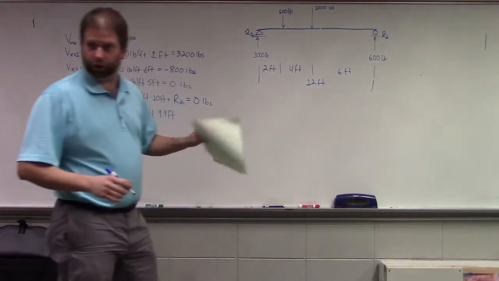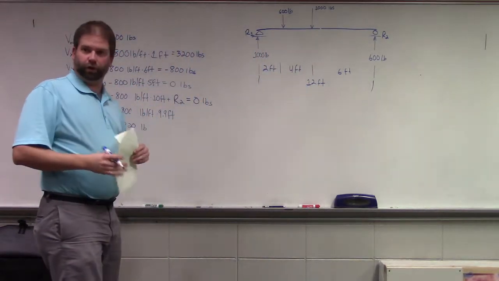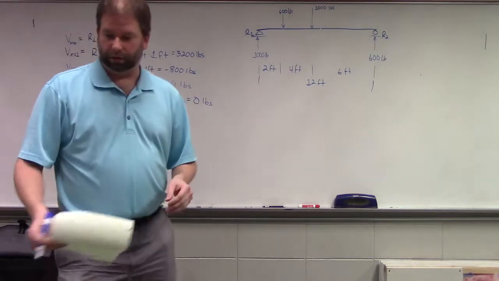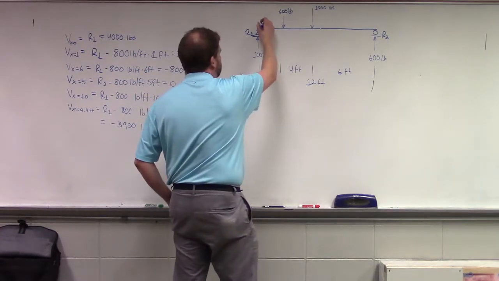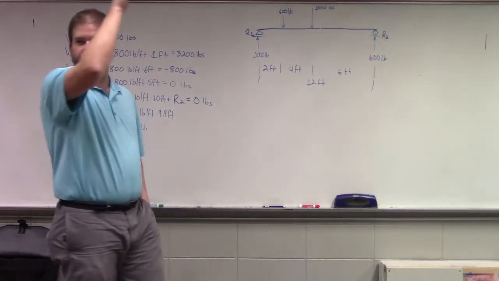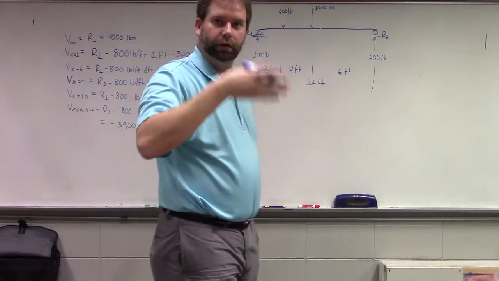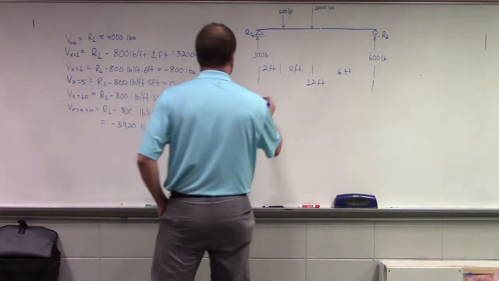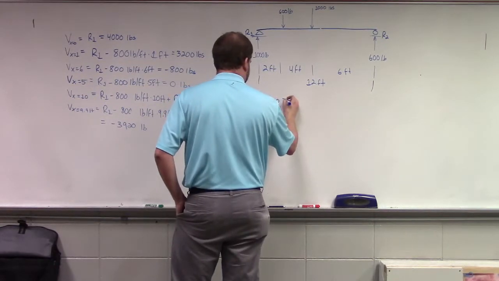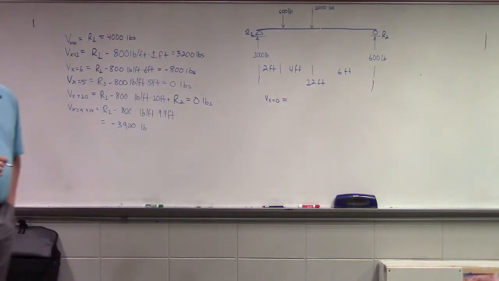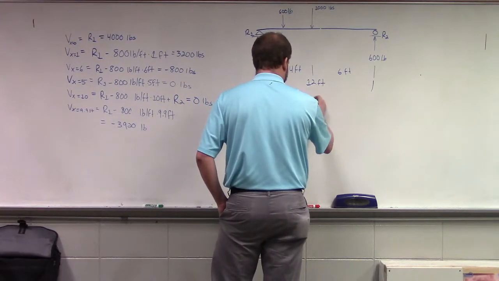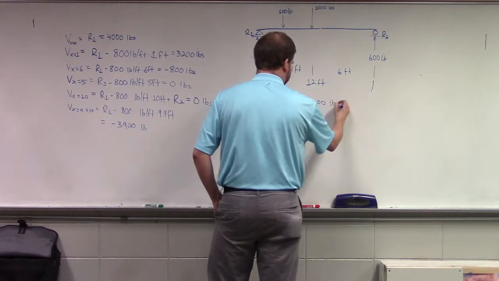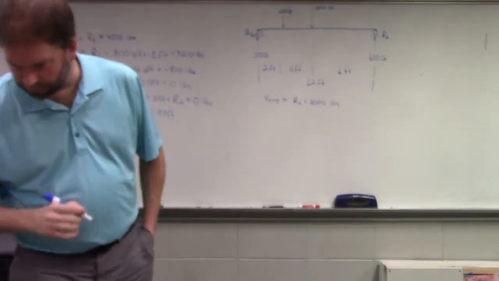And now we can start looking at the shear. Okay? Do you want to work left to right or right to left? Left to right. It'll be the same either way. So if we cut our beam an infinitely short distance to the right of R1, what do we have? 1,000 pounds, right?